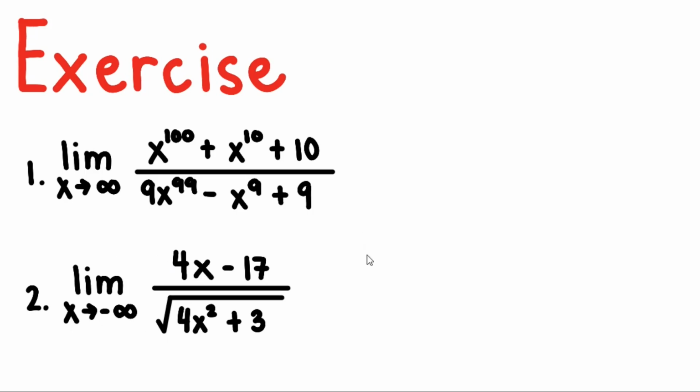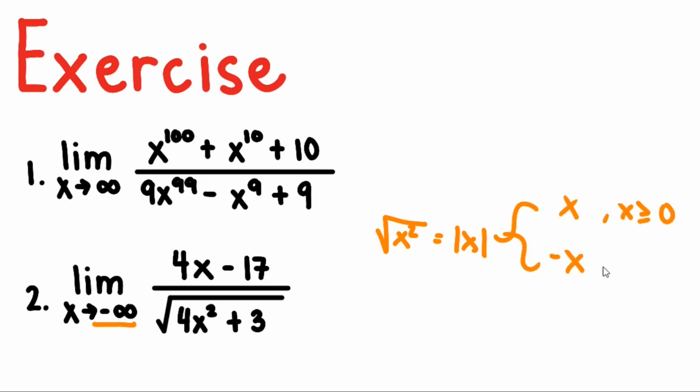For the second one, we have the limit as x approaches negative infinity of 4x minus 17 all over the square root of 4x squared plus 3. In here, to solve this, the idea is to apply what we did in the third example. But in this case, we have negative infinity. So this means that the square root of x squared is equal to absolute value of x. Then we have x if x is greater than or equal to 0, or negative x if x is less than 0. So technically, when we are dealing with values of x as it approaches negative infinity, we're dealing with negative values. So what we use in this case is this one.